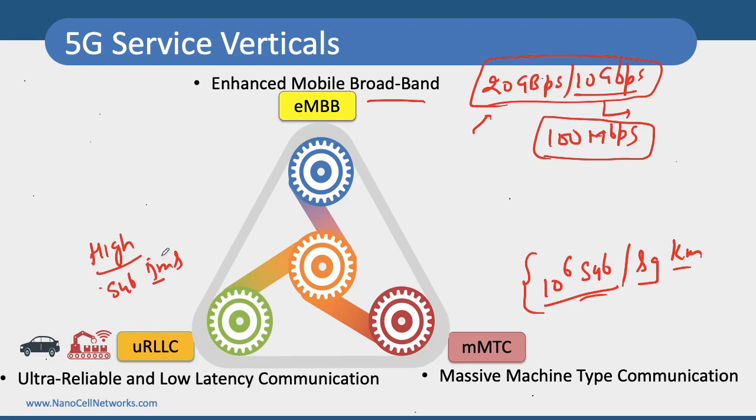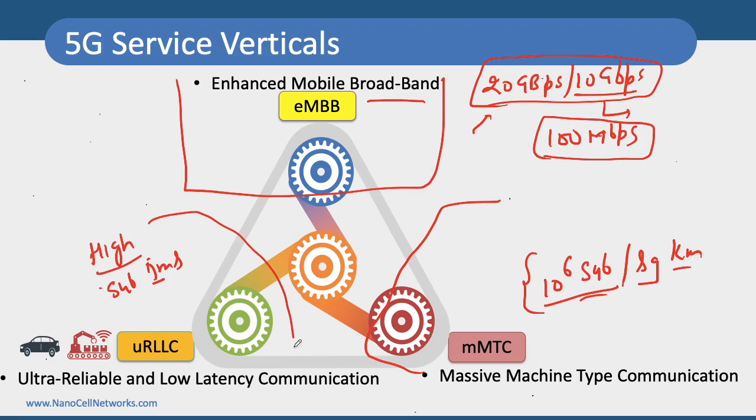To achieve all these things, we have completely different network requirements. The network requirement for eMBB, the network requirement for URLLC and the network requirement for mMTC are entirely different, but the challenge is that we have to run all these different service verticals on a single network infrastructure. How do we really achieve it?